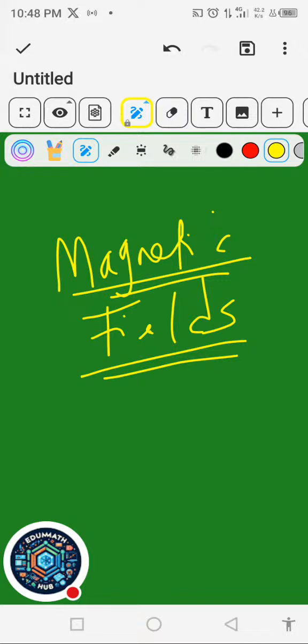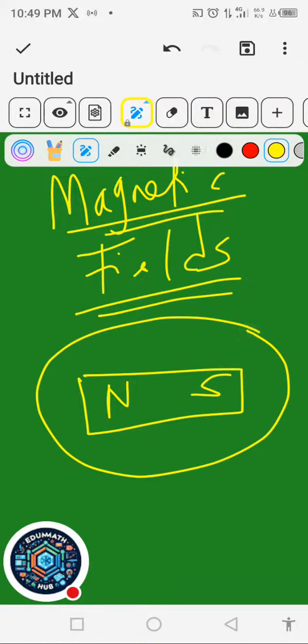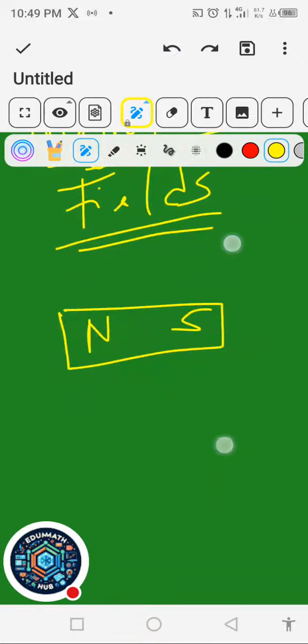A magnetic field is the region or the space around a magnet where its magnetic effect can be felt. This is a magnet here. The space around that magnet where you can feel the force of this magnet is what is called a magnetic field. Okay? Just like a human being has what is called an aura. That aura cannot be seen. There are some people that if you stand near them, you'll be happy.